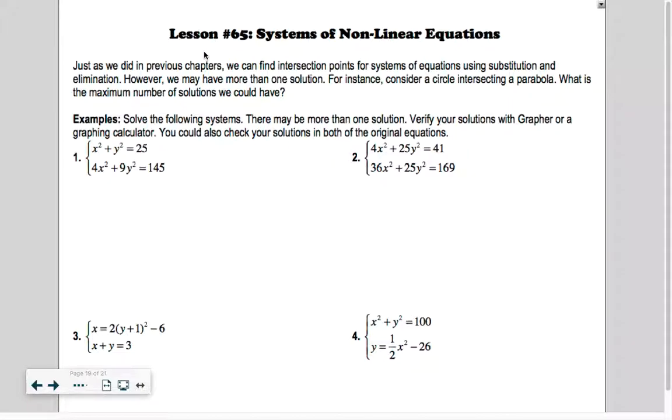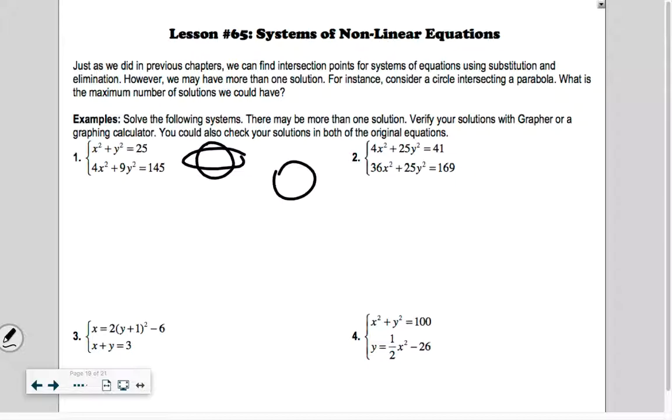And 4x squared plus 9y squared is equal to 145. So first of all, can you identify these shapes? What are these? A circle. What about the bottom one? Not quite. It's not quite a circle because we have a 4x squared and we have a 9y squared. If they were the same number, it would be. What? It's an ellipse.